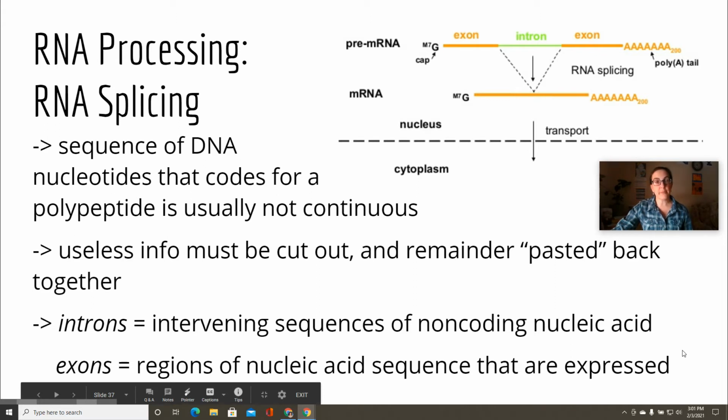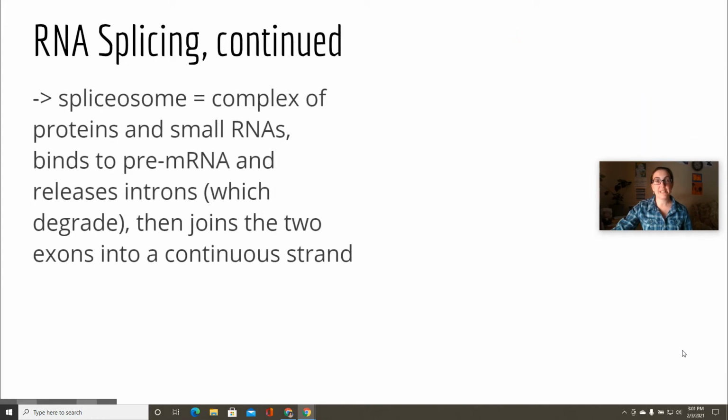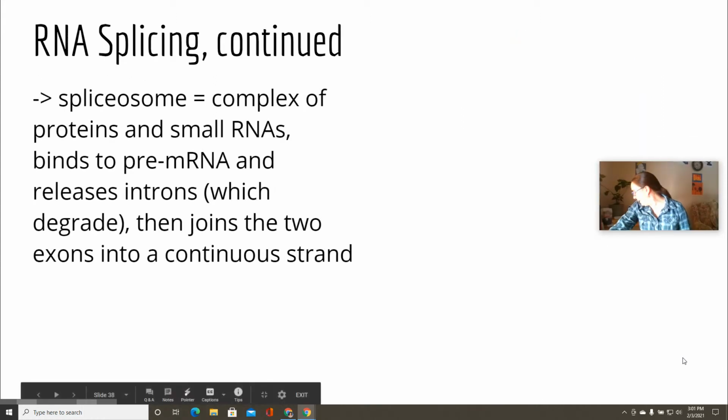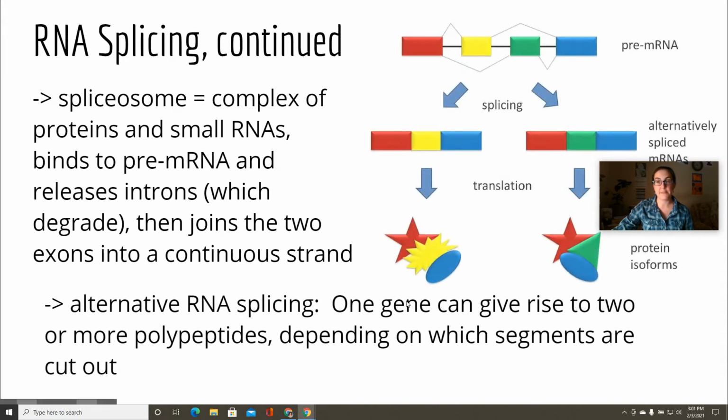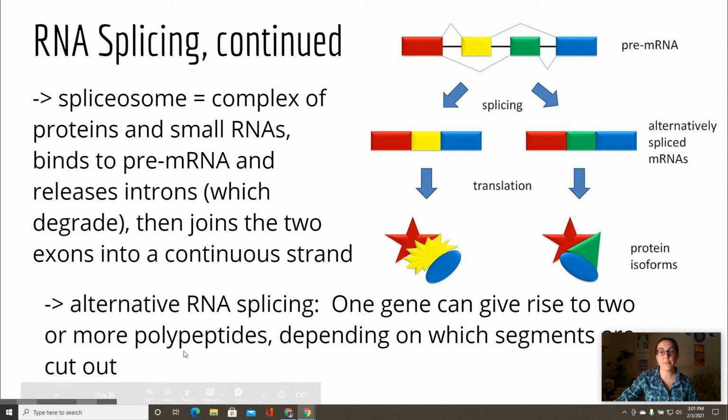And the cool thing about this process of splicing is that it can happen differently in different cells. There are spliceosomes. These are complexes of proteins and RNA that do this process. And the interesting thing is that one gene can end up giving rise to multiple types of polypeptides depending on which segments are cut out.